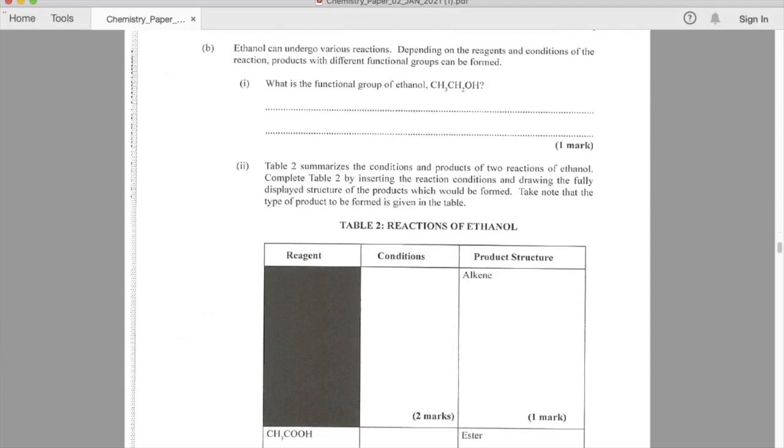Part B, ethanol can undergo various reactions. Depending on the reagents and conditions of the reaction, products with different functional groups can be formed. What is the functional group of ethanol? And don't mind the lines that are there, you're just going to write the OH. That's the functional group. Or is it O? Right. So that's the OH group, and we will just move right along.